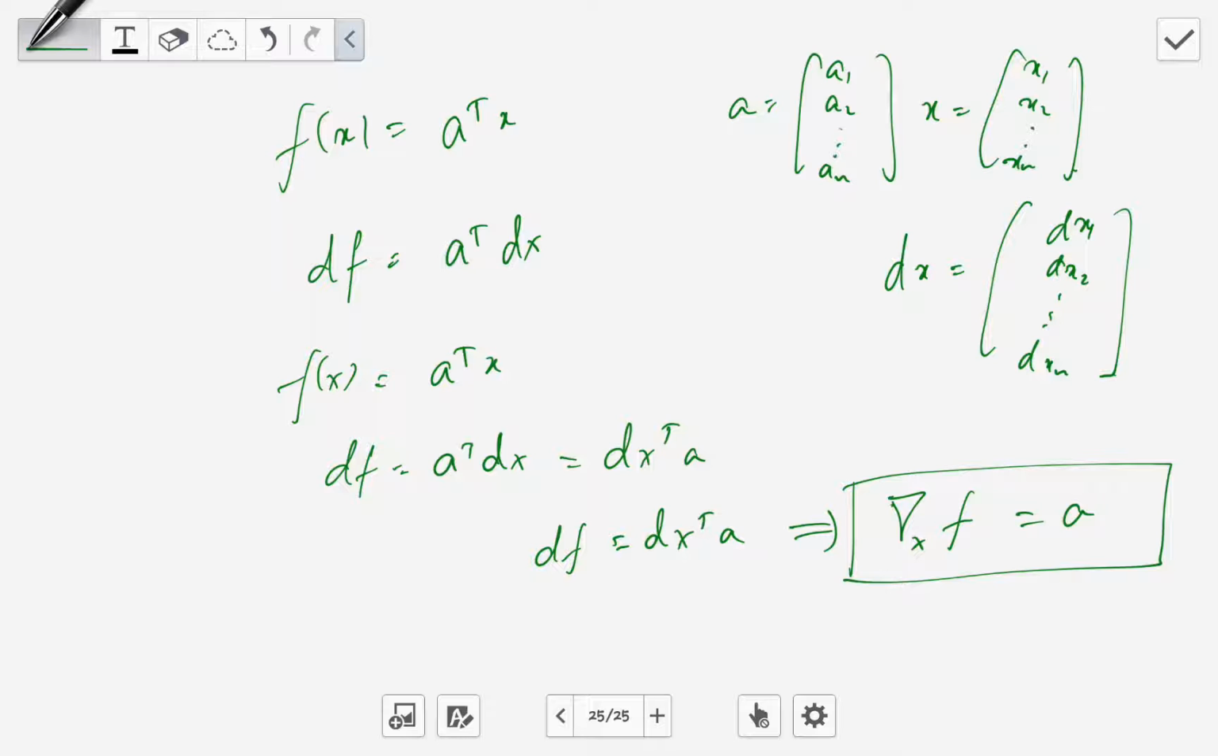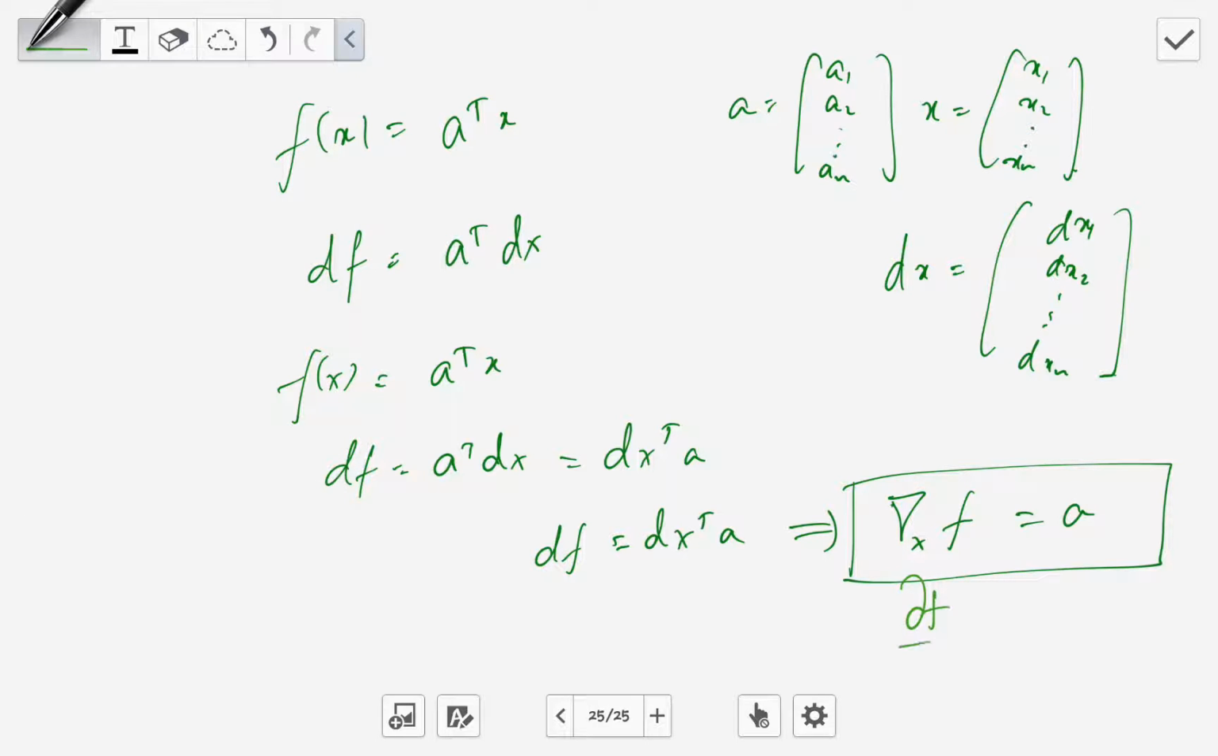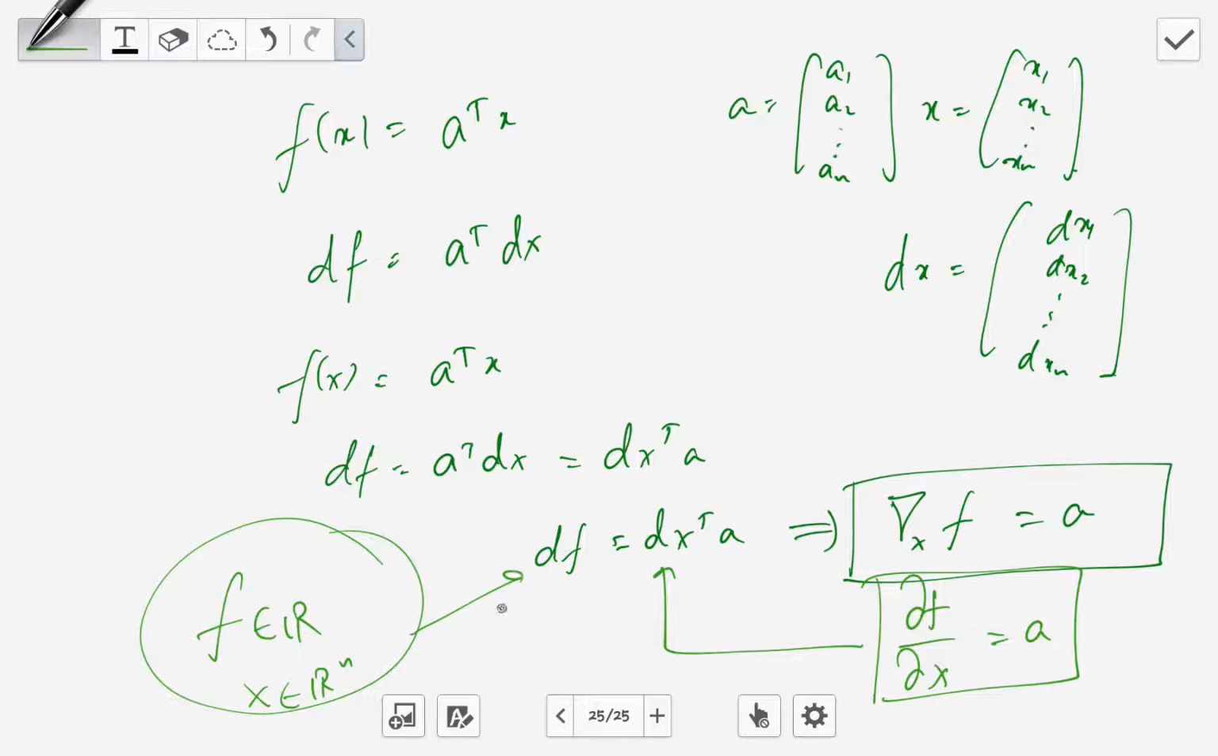Do you see this? Wait. This is the notation equivalent of this. Not only this, the notation this. Del f by del x bar, or del x, where x is a vector, is equal to A. This expression actually denotes this, if f belongs to R and x belongs to R^n. Fine. This is for a linear form.